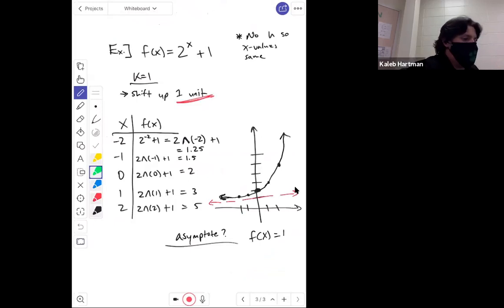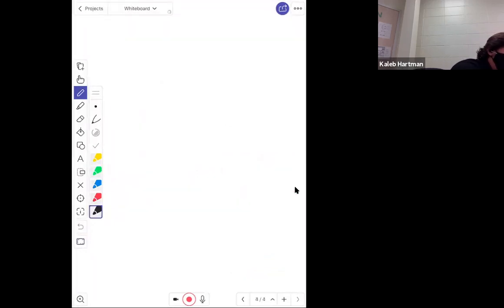So the next example, definitely the most complex so far. I'll add a new page here. f of x equals negative 1/2, that's going to be our a value, times 5 to the power of x minus 2. We said it had an a value. Here, a is negative 1/2. We'll list what that's going to do to it here in a minute.